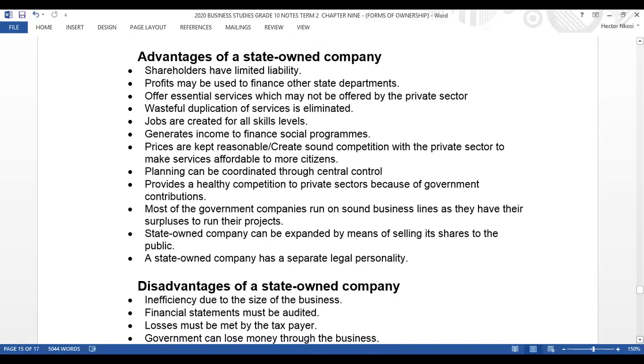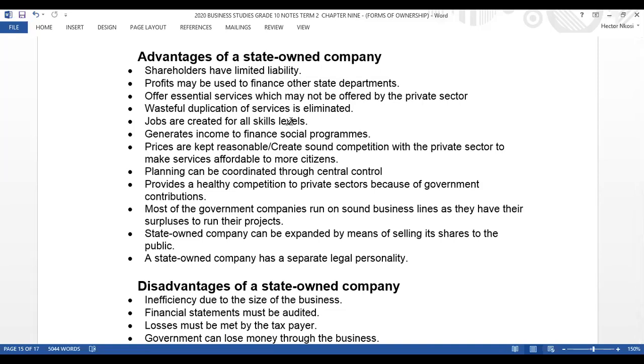We know that here your shareholders have limited liabilities. Also, profits may be used to finance other state departments. Basically, the profits that we get under our state-owned companies can be distributed to other state departments. So we offer essential services which may not be offered by the private company, right? Also, wasteful duplication of private services is eliminated. Also, jobs are created for the skills level, right? So we do create jobs under state-owned companies so that we can develop skills level, right?